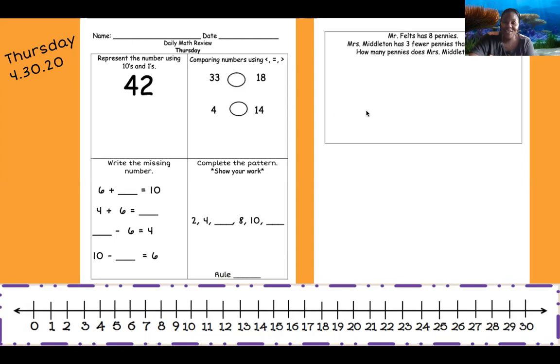And then we have something new that's on the back, and it's a story problem. It says, Mr. Phelps has 8 pennies. Mrs. Middleton has 3 fewer pennies than Mr. Phelps. How many pennies does Mrs. Middleton have? All right, you notice at the bottom I even have a number line here. Maybe you can use it. All right, hit pause and do your best work. You can do this.